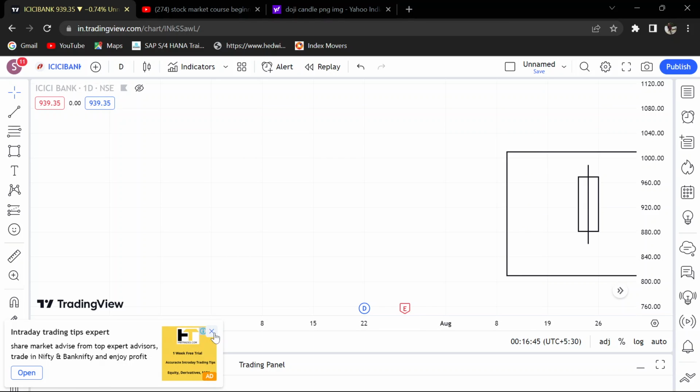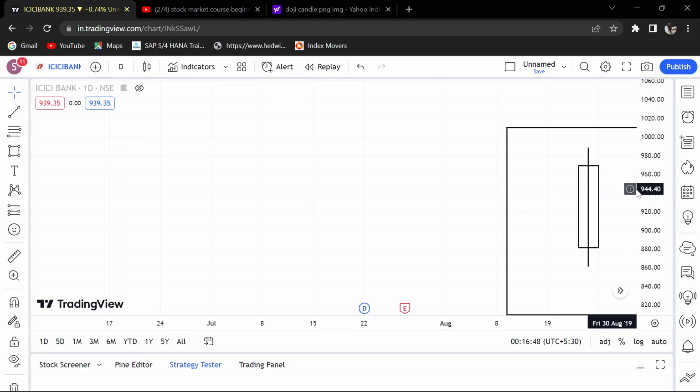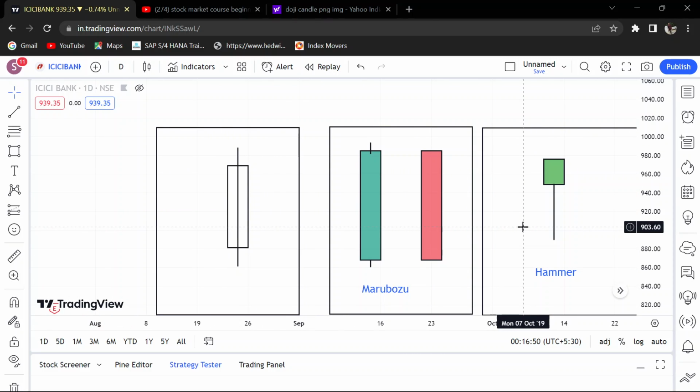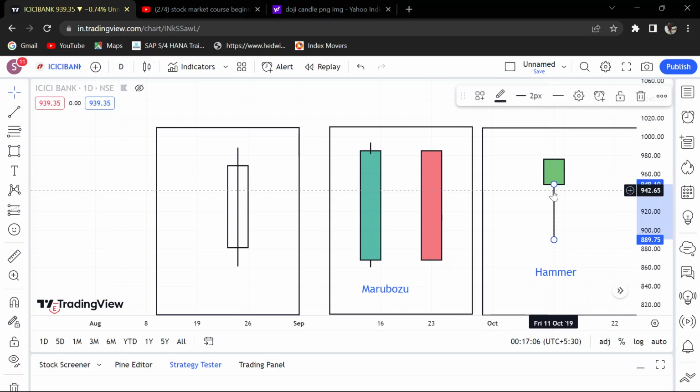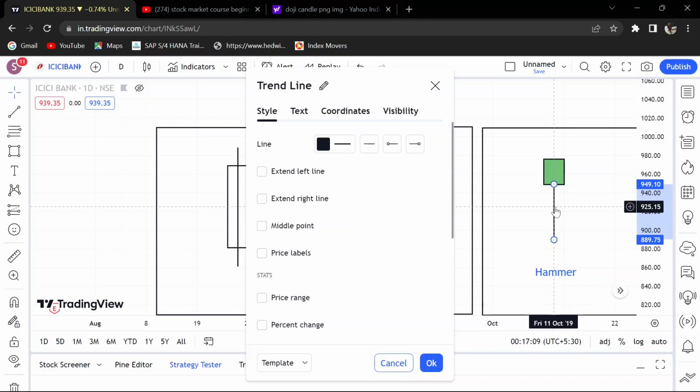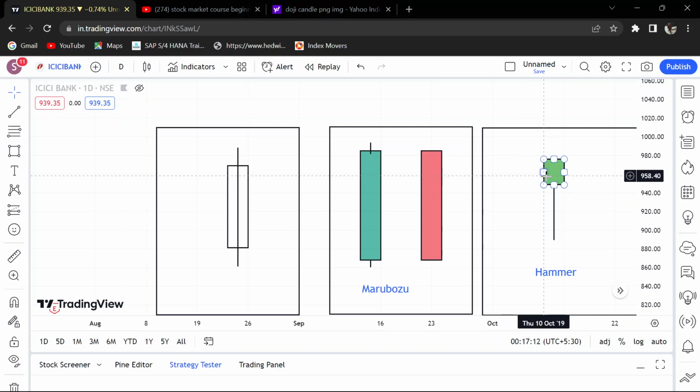So we learned about the Marubozu candle. Let's go to the next type of candle now. The next type of candle is the hammer candle. It may be green or red, it's no issue actually. The upper part is a small body and there is a long lower wick. This is the lower wick, right? If you have a long lower wick and a small body at the top, it is called a hammer candle. It's a bullish candle, right? Even though it is red here, it is a bullish candle because buying pressure is more.